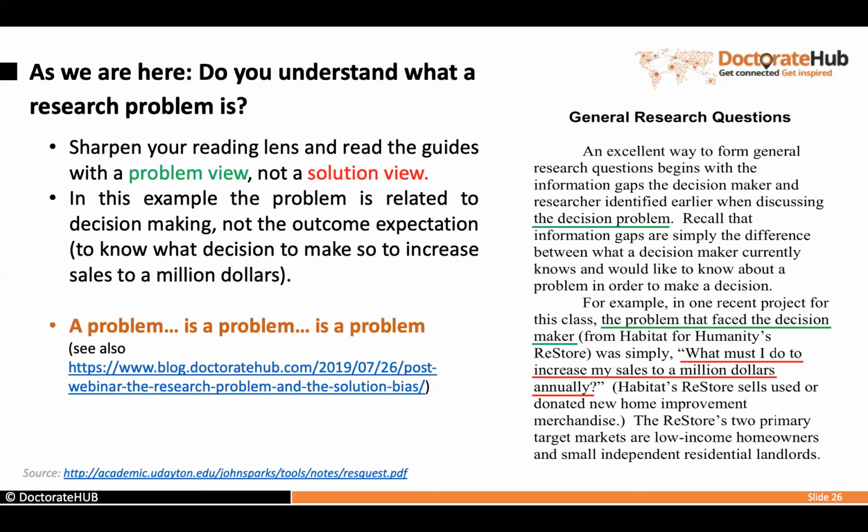So I think it's very important to understand the difference between a problem and a solution, and to look into the literature and into the data with a problem view and not a solution view, and to derive the question from there.